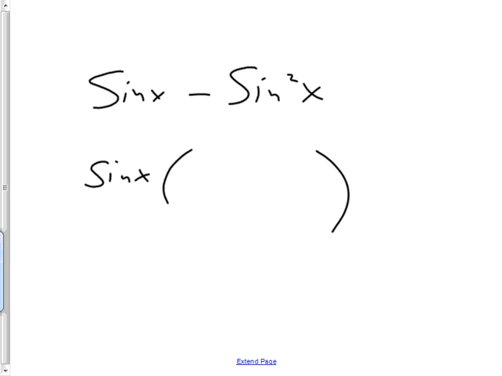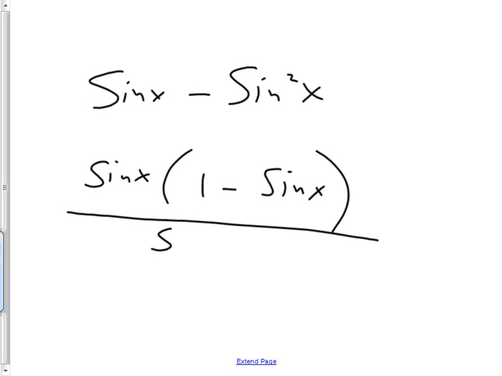So that one can be factored. How about this one? Can or can't you factor? Yes, they both have a sine in them, so yes, you can factor. And what would you have left? 1 minus sine or sine minus 1? Because they are very different. 1 minus sine, yes. You can factor that. And it would be handy if the problem had a denominator of, for instance, sine x, because now you could cancel something.